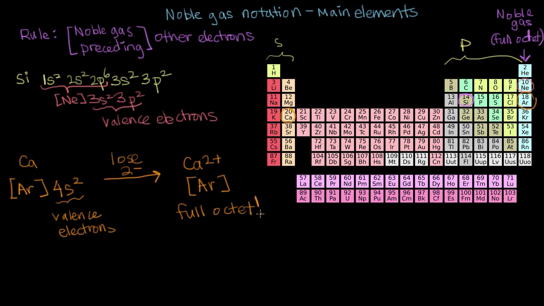One of the many pros of writing things in noble gas notation, besides the fact that it makes your hand less tired, is that it makes it really easy to see where your valence electrons are and whether or not your ion or atom has a full octet.